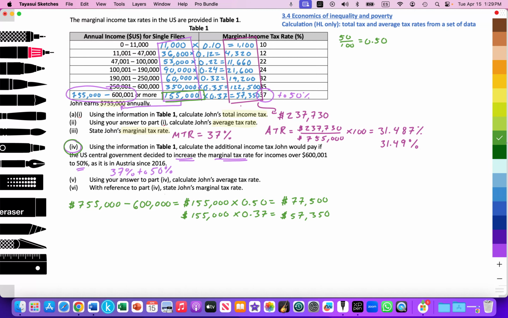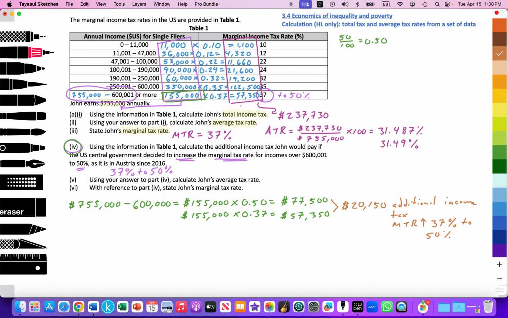So what's the change? What's the difference between this and this? 77,500 minus 57,350, and we see the additional amount. John's going to have to pay an additional $20,150 of additional income tax, as the marginal tax rate went up from 37% to 50%.